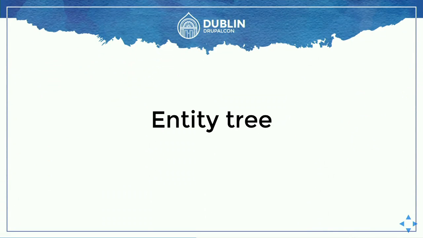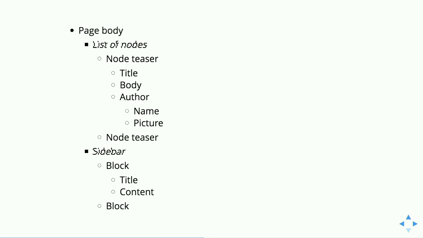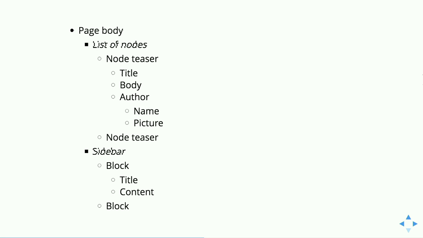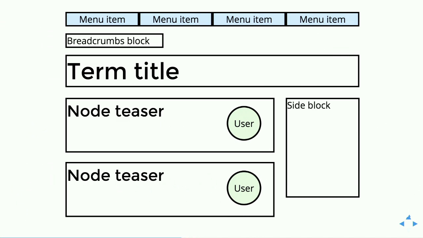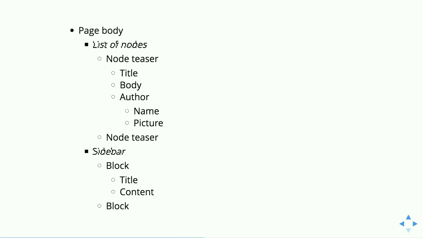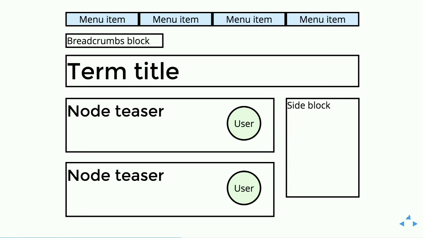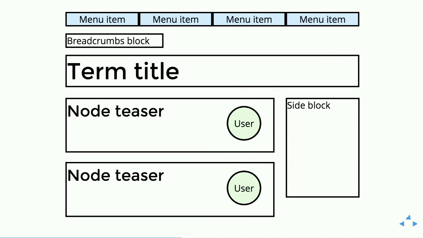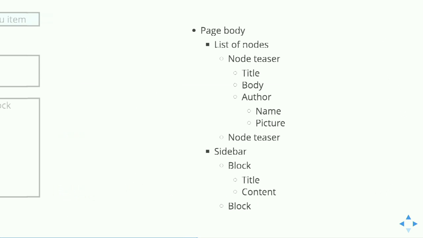I call it entity tree. Entity tree is a kind of representation of our page. Let's look at it. For example, this page can be represented as a tree. We can define a page body. Let's start from this block of content first, not from the whole page. Let's call it page body. Page body can be presented as two things, a list of nodes and a sidebar. We have a list of nodes on the left and we have a sidebar on the right.